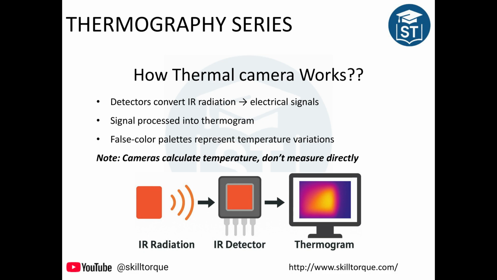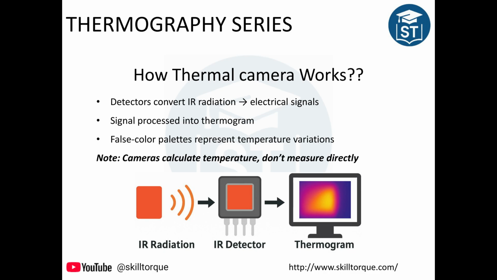So the important note here is that an IR camera does not measure temperature directly, as we have already discussed in our last videos. It measures the IR radiation that is emitted, reflected, or sometimes transmitted by the object. These are the only three radiations that we get in our IR camera: one is emitted through the object, second is reflected by the object, and third is transmitted through that object, and then it calculates the temperature using algorithms.